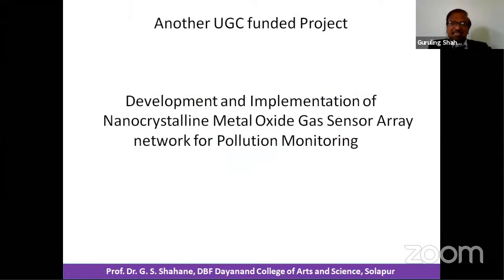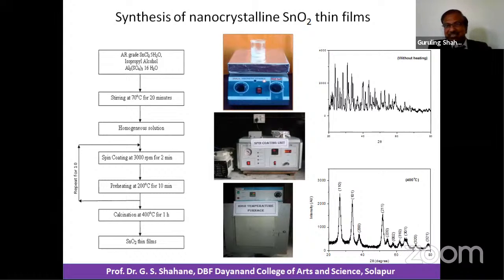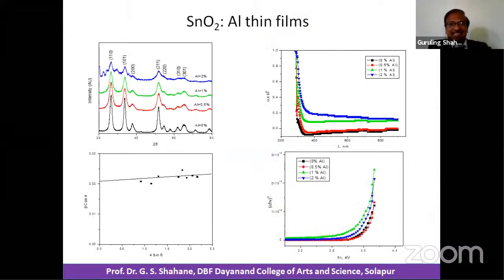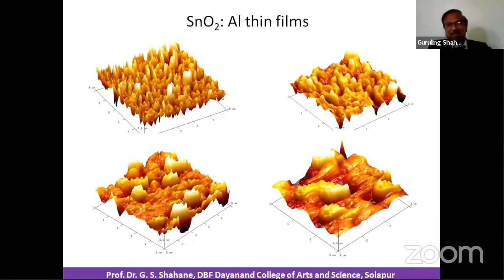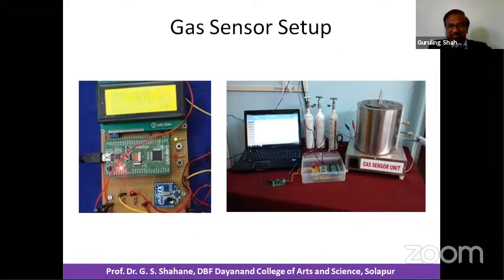We have also studied in our laboratory gas sensor applications, synthesis of nanocrystalline metal oxides, SnO2 as well as zinc oxide, as gas sensors, their structural analysis, surface morphology, AFM. This is the experimental gas setup developed in our laboratory. Electronic system, a microcontroller based system is also developed as a data acquisition system.